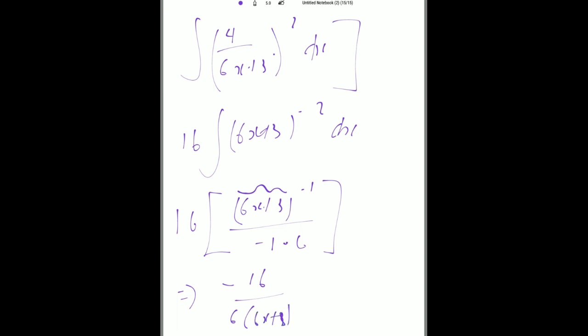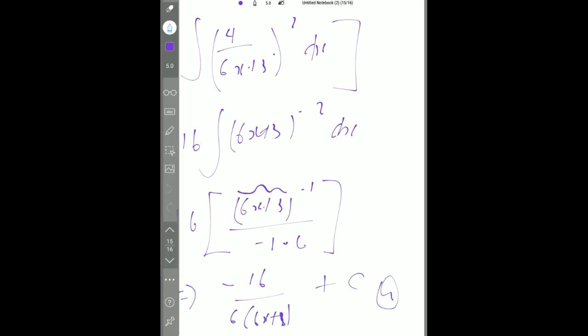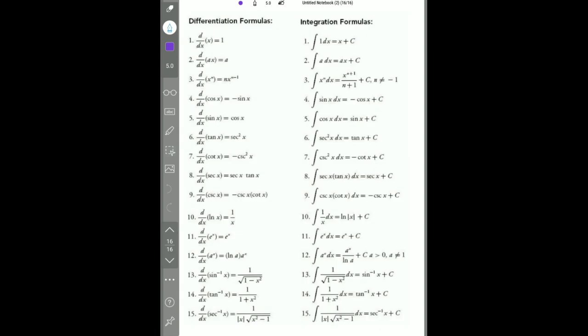So here we have a list of integrals and their respective first derivatives. It is important that you know these first hand.